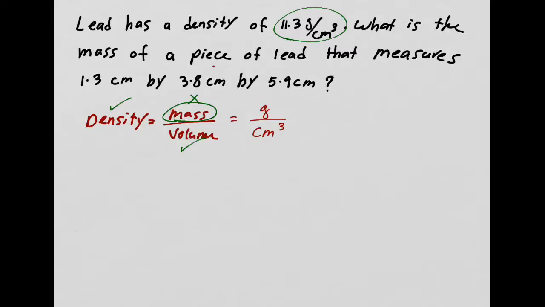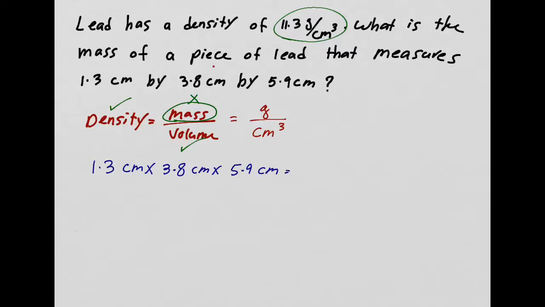Is volume given to you? Volume is not given to you directly, but they give you the measurement. The measurement is 1.3 by 3.8 by 5.9. Think about the algebra back in high school. Could you find out the volume if the dimensions are given to you? Yes, you can definitely find out the volume. You know how to do that: 1.3 centimeters times 3.8 centimeters times 5.9 centimeters.